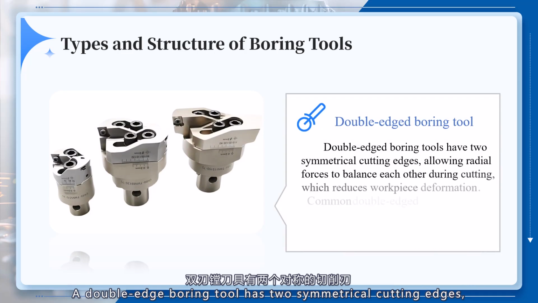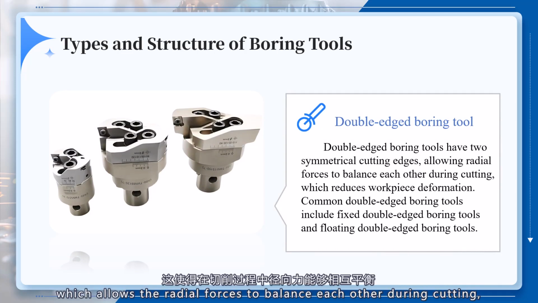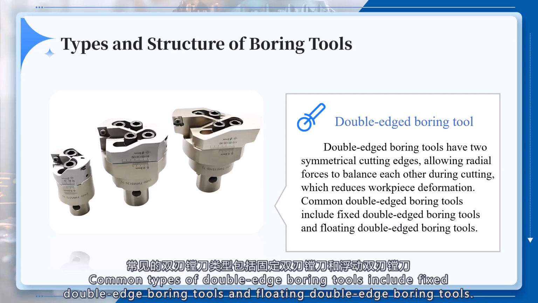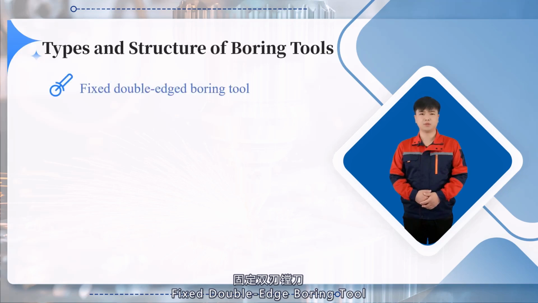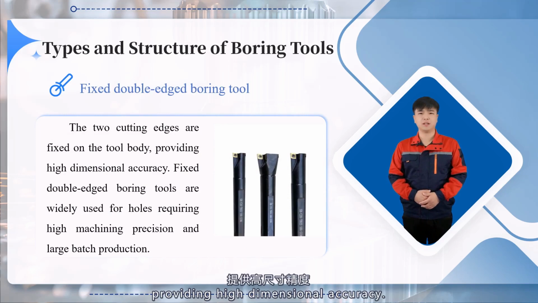A double-edge boring tool has two symmetrical cutting edges, which allows the radial forces to balance each other during cutting, thereby reducing the deformation of the workpiece. Common types of double-edge boring tools include fixed double-edge boring tools and floating double-edge boring tools. Fixed double-edge boring tool. Its two cutting edges are fixed on the tool body, providing high dimensional accuracy.